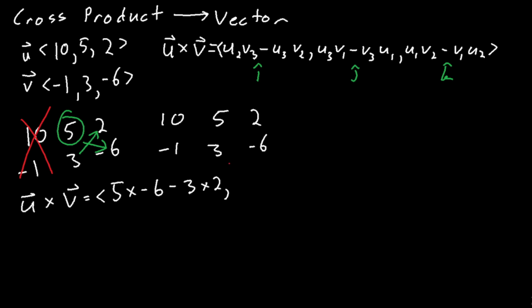So now we're solving for the j hat portion of the vector. We cross off the j, start on the top right, and just create a cross. We always start off on the top right. The first number is the top right: 2 times negative 1 minus 10 times negative 6, comma.